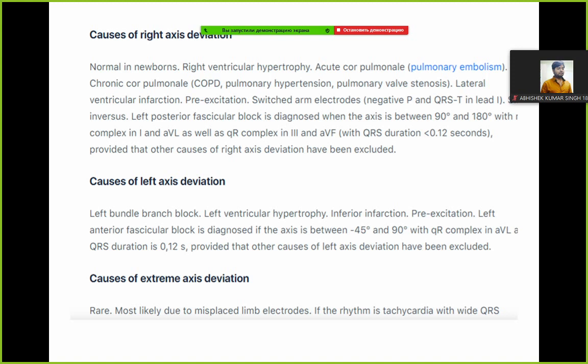Causes of left axis deviation. The most common are left bundle branch block and left ventricle hypertrophy, and sometimes inferior myocardial infarction.